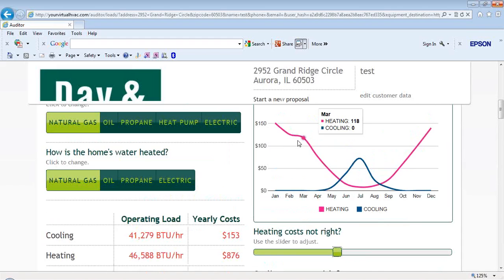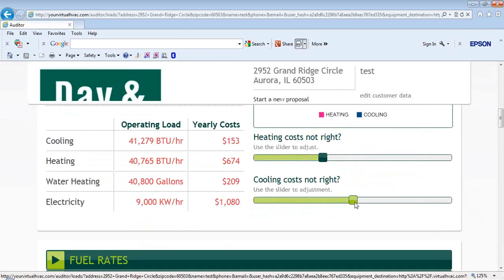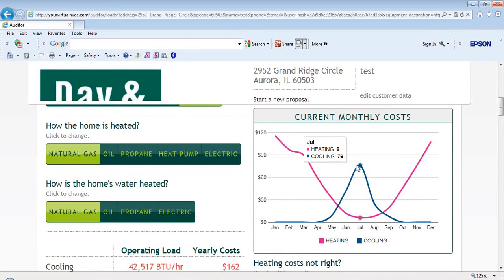And then this graph, as you could probably see, just moved as well. So now if I look at March, it's 118. If I moved it again, now March is $90, which is a little bit more in line with what my March bill will probably be for heating. Same with the cooling side. I can go pick one of the summer bills. June, July, August, if I pick one of those, my cooling bill is actually slightly higher than that, right? So I can go in and move those, and it's adjusting the utility costs.